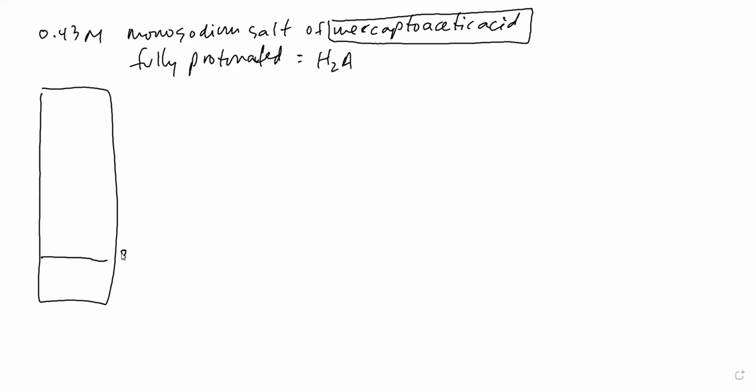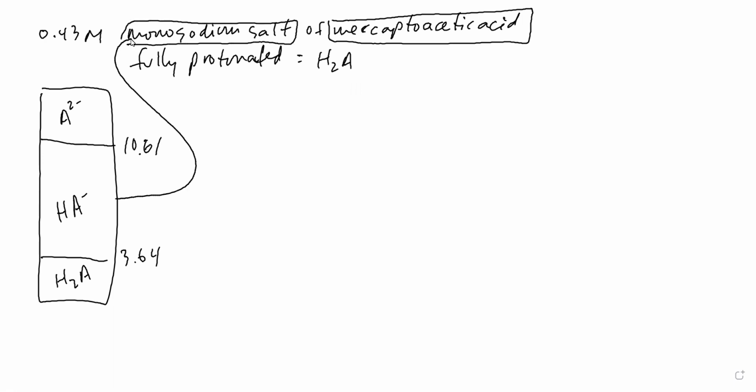Now from this piece of information, we can quickly make the pKa diagram. We've got a pKa at 3.64, and a pKa at 10.61. And then we put our most acidic form, our amphoteric intermediate, and our most basic deprotonated form in there. Now we can think about what the monosodium salt is. In H2A, mercaptoacetic acid, we could replace one or both of the protons, and so the monosodium salt is going to be right here.